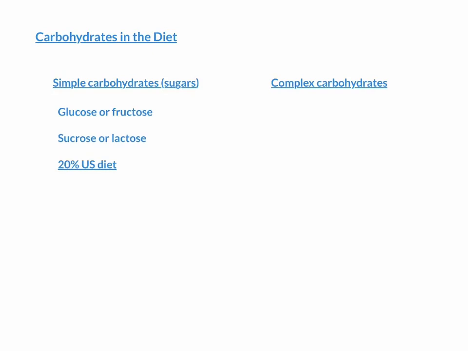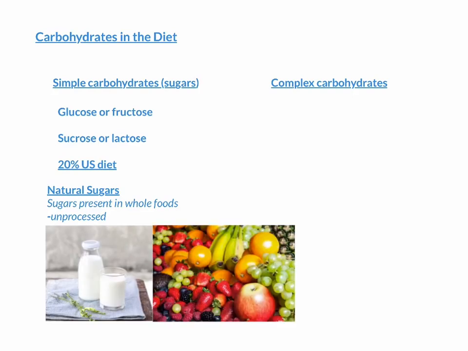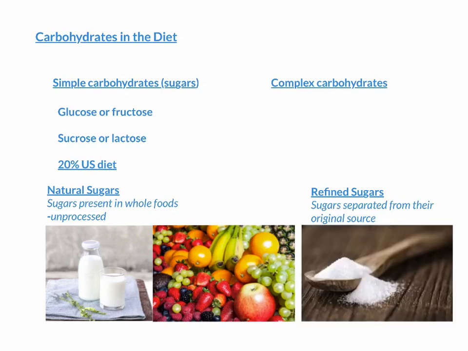20% of the energy in the typical American diet is made up of these simple carbohydrates, or simple sugars. One class of simple sugars are natural sugars. These sugars are present in whole foods such as milk and fresh fruit. The other class of simple sugars are the refined sugars. These sugars are separated from their original source, usually a plant source.